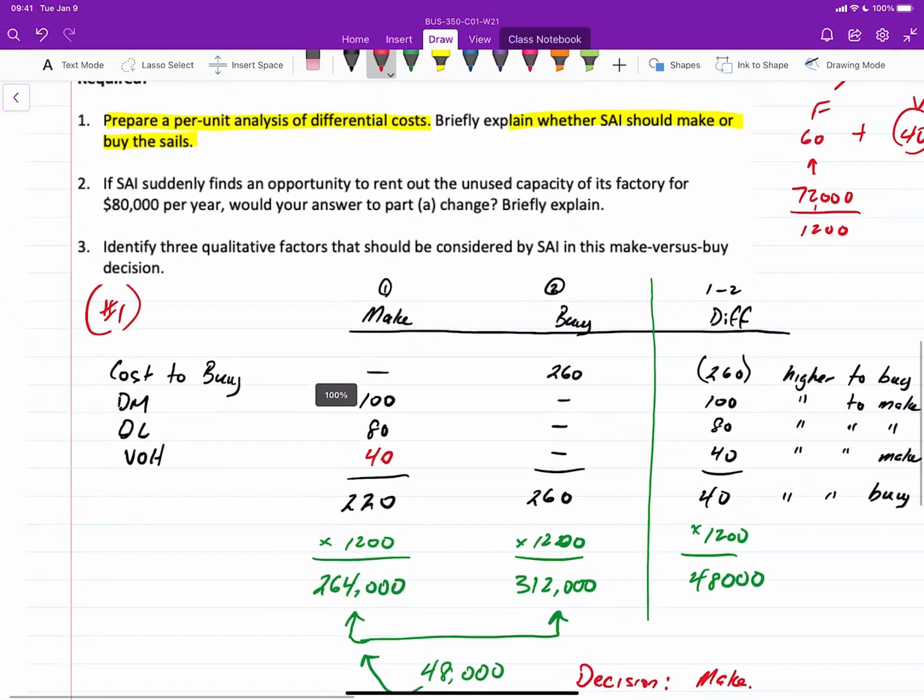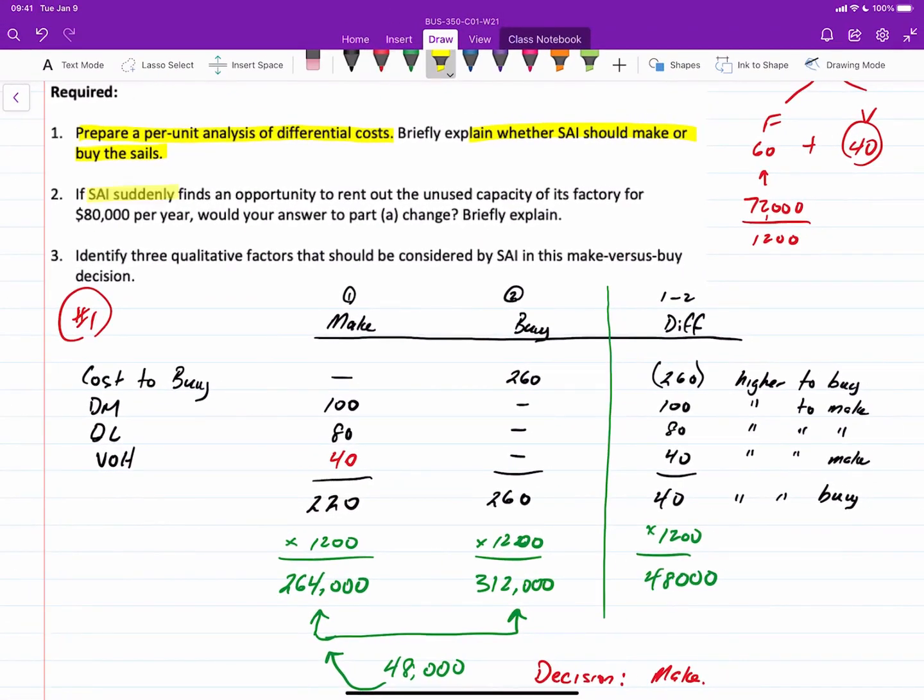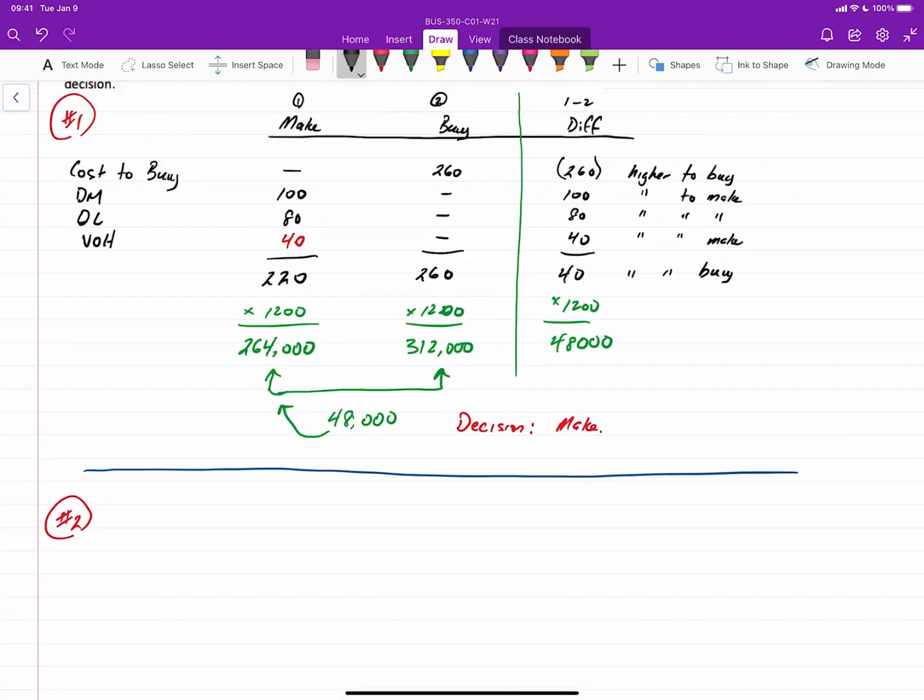But now things change a little bit. If we look at part 2, let's say that the company finds an opportunity to rent out the unused capacity of its factory for $80,000 a year. Would the answer change? Well, let's see. In this situation, we still have the option to make. But now, if we look at buying, we actually have two sub-options as it relates to buying. I can buy and leave my facility idle, or I can buy and rent the space out.